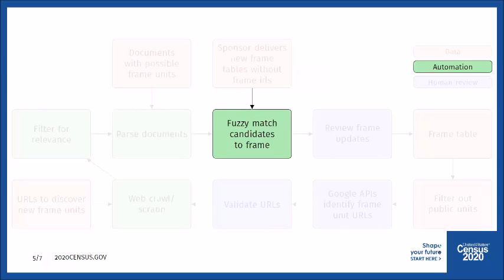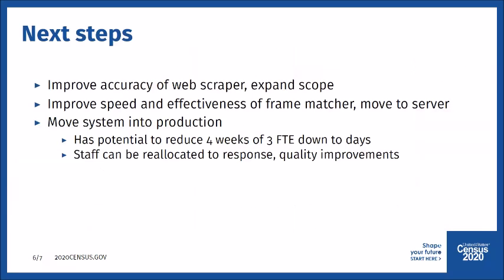We're still working on all of this, but we've made a lot of progress this summer. The next steps are to improve the accuracy of the web scraper, expand the scope from contact information to characteristics, which is a harder problem, and improve the speed and effectiveness of the frame matcher. If you've done this work, there's a dimensionality problem, and so you quickly run out of memory if your tables get long.